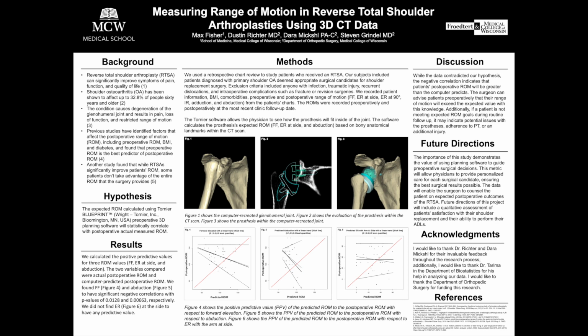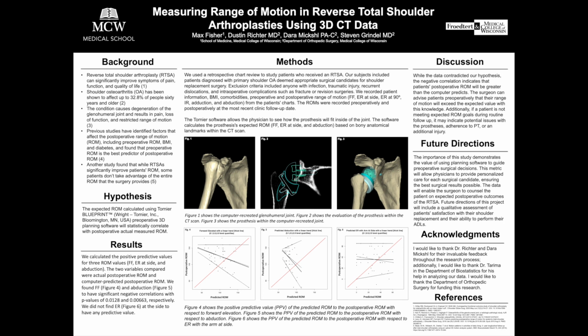However, if a patient is not meeting their expected range of motion goals during routine follow-up, it may indicate that there's an issue with their prosthesis, they are not adhering to their physical therapy schedule, or there may have been an additional injury to the shoulder joint.